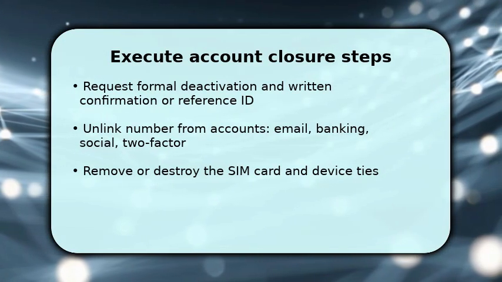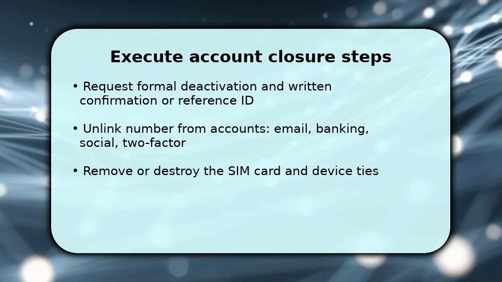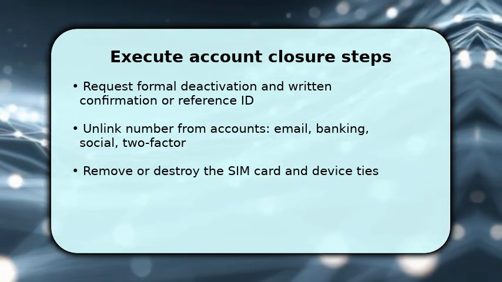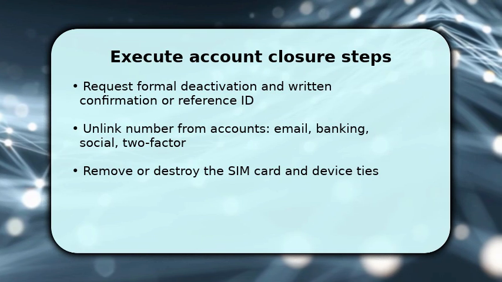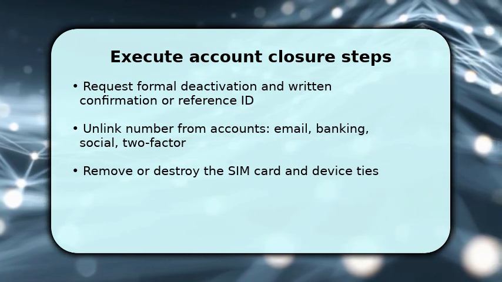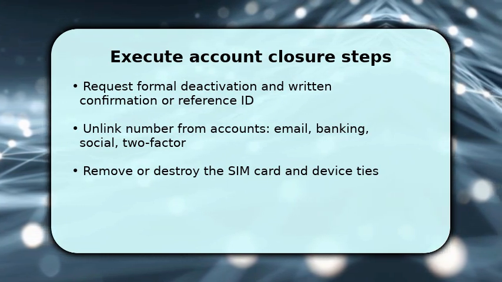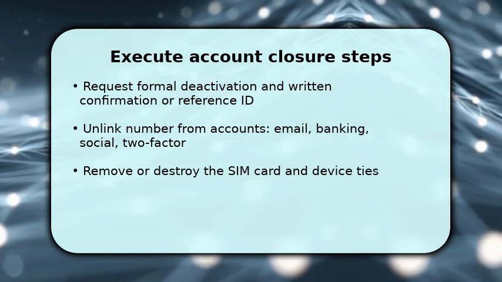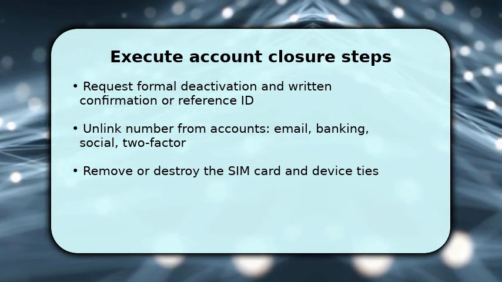Next, follow the carrier's detailed closure flow. Have them submit the deactivation request and give you a confirmation number or email. Meanwhile, unlink the phone number from all online accounts and two-factor authentication so services don't lock you out later. Make sure to remove the SIM from phones and deregister devices related to that line. This prevents the number from remaining active through device callbacks and ensures the carrier processes a clean closure.